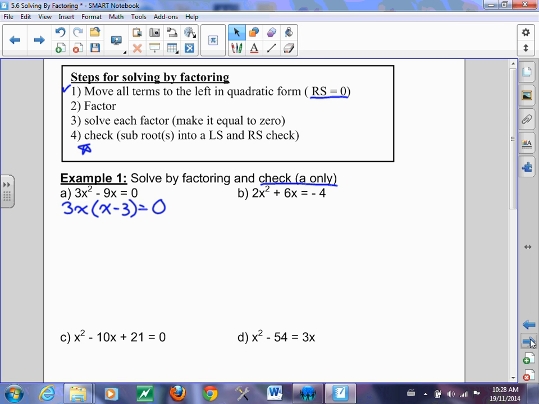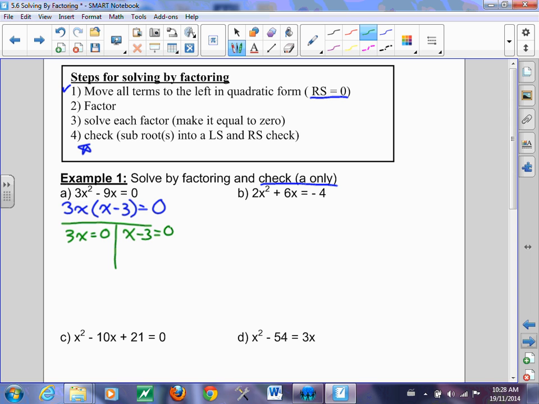What does that mean, folks? That means either the 3x has to equal 0, or the other factor, which is x minus 3, has to equal 0. Now we solve for x. Currently it's 3x, so to get x by itself, you divide by 3. Whatever you do to one side, you do the same to the other. So x equals 0 divided by 3, which is 0. There's one solution. And the other one, x equals, take the negative 3, bring it over, it becomes a positive 3.